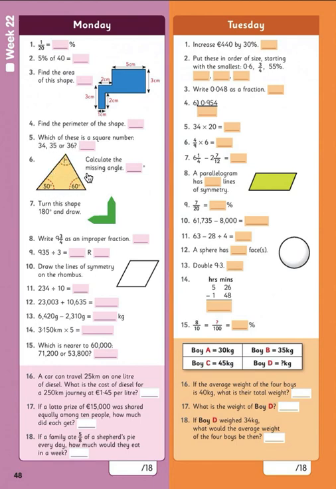Calculate the missing angle here. Turn this shape 180 degrees and draw. So you draw beside it.